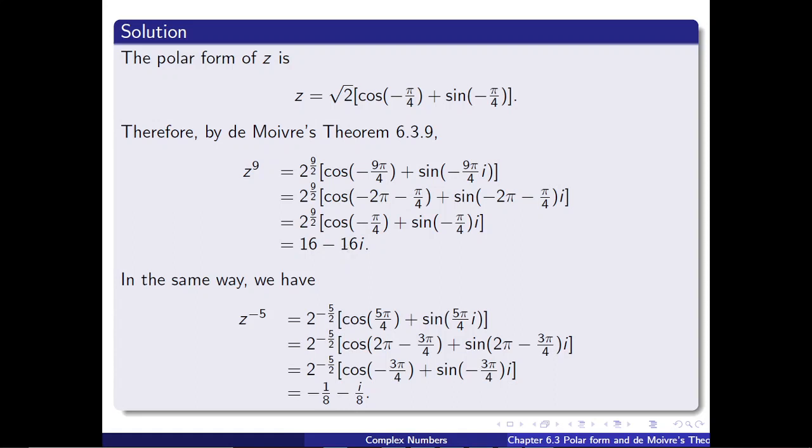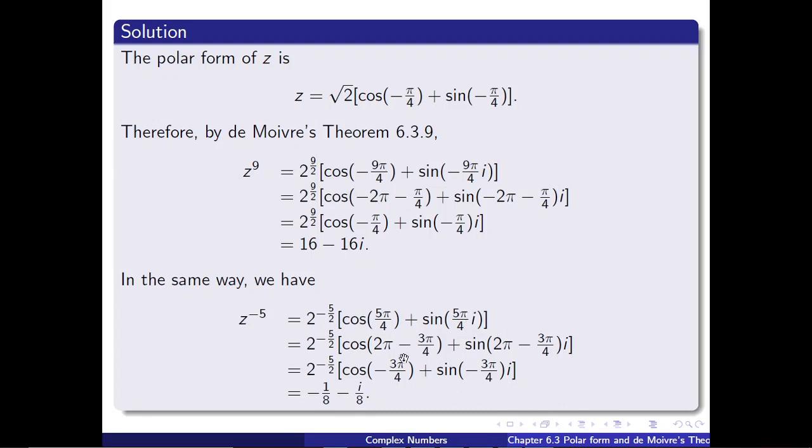Right, let's look at the other question, z to the minus 5. What does it say? If we use de Moivre's theorem, then we have 2 to the minus 5 over 2, and then we multiply this angle minus pi over 4 by minus 5, and then we get cos 5 pi over 4 and sine 5 pi over 4.